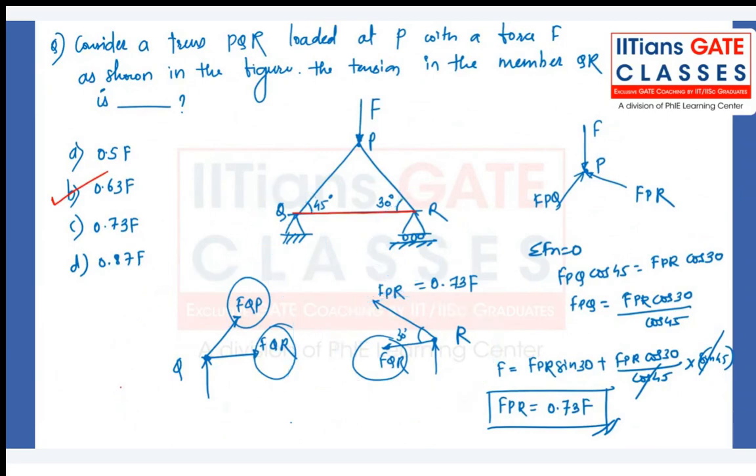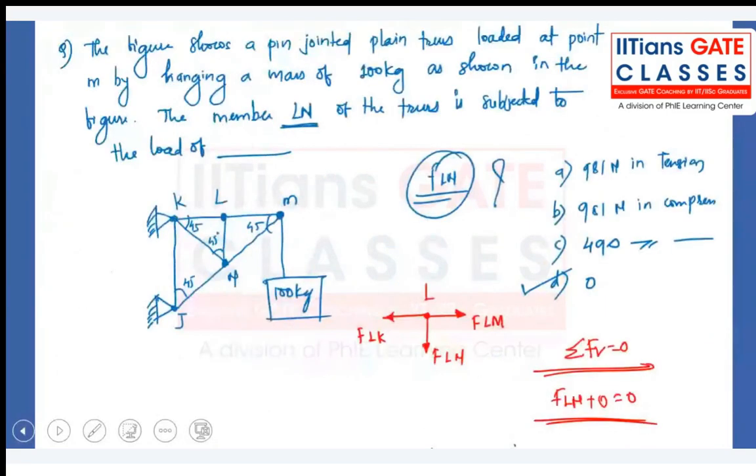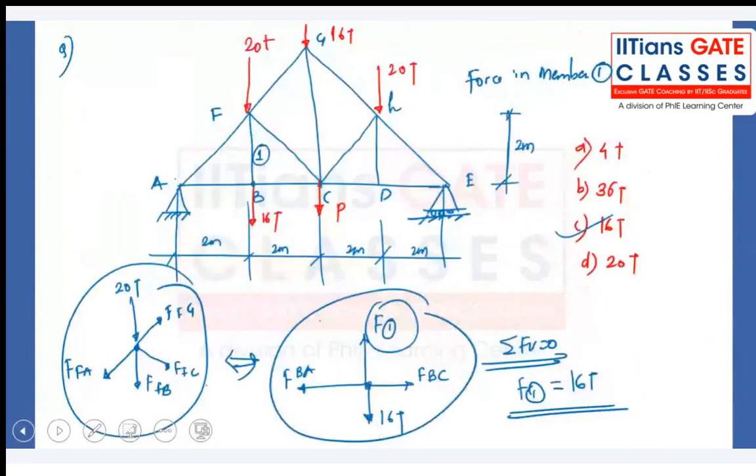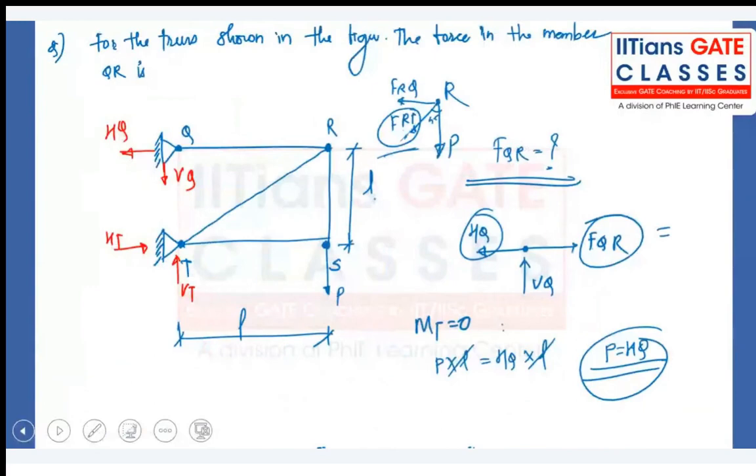In this case I feel it is very simple. If I directly say HQ is equal to FQR, I don't have to deal with any kind of angles, because HQ is also horizontal and FQR is also horizontal, so both of them have to be equal. And if you calculate the moment about point T, you will get the value of HQ. Does anyone have any other doubt?